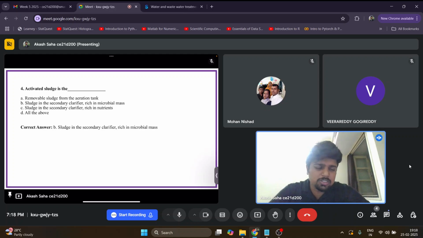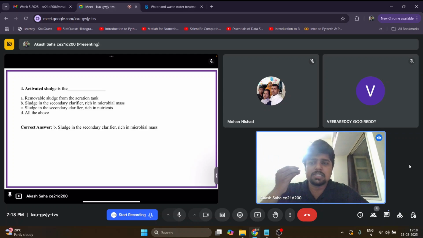Maybe some selector zones are also provided in the system. So when it goes ultimately to the secondary clarifier, it would be mostly rich in the microbial mass and not in the nutrients. Whereas if we talk about any sludge from anaerobic treatment, these are all aerobic treatment. The activated sludge process, SBR, and all are aerobic treatment.